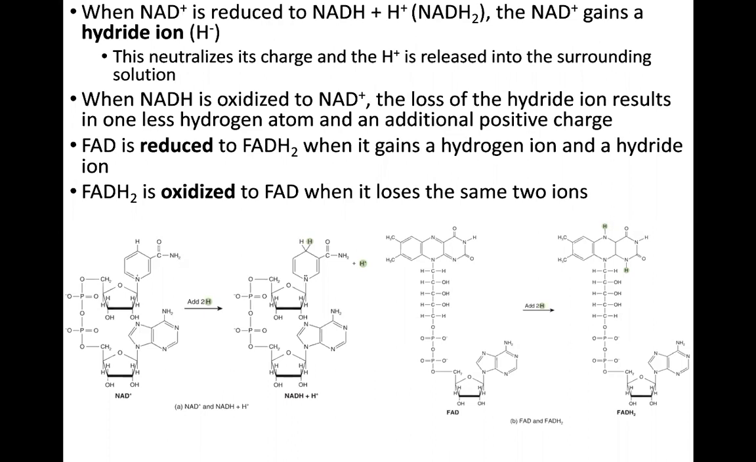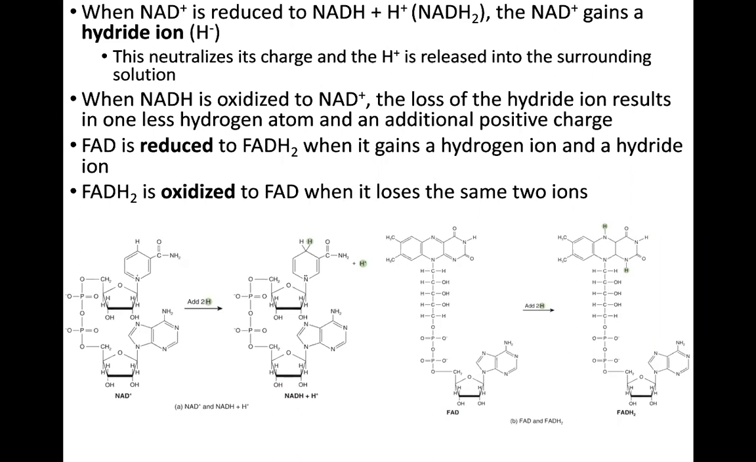So let me read through. When NAD plus is reduced to NADH plus H plus or NADH2, the NAD plus gains a hydride ion. So the positive and the negative end up neutralizing each other. That's why you see it listed as NADH without any positive or negative. The hydrogen ion that's not attached is still positively charged though, because it's still an ion. When NADH is oxidized to NAD plus, the loss of the hydrogen ion results in one less hydrogen atom and additional positive charge. What this illustration could show you is that you could draw an arrow pointing back from NADH plus H plus to NAD plus.